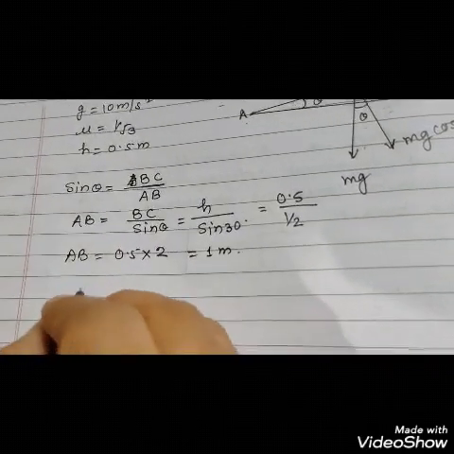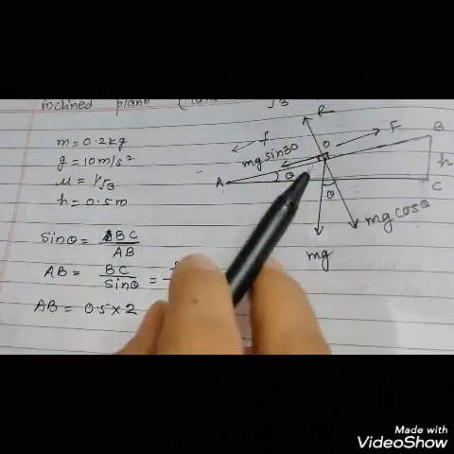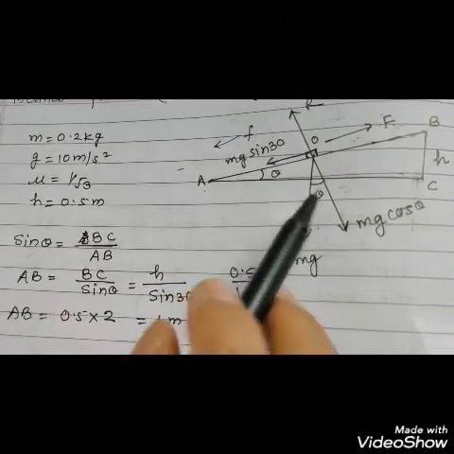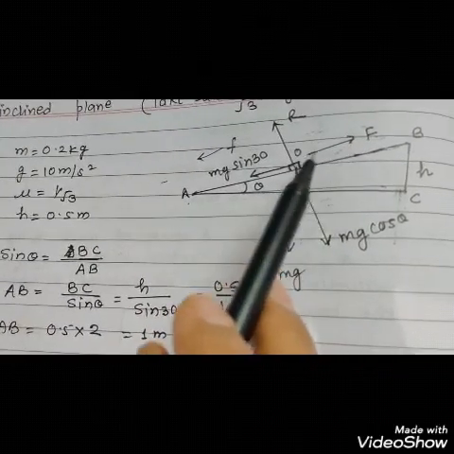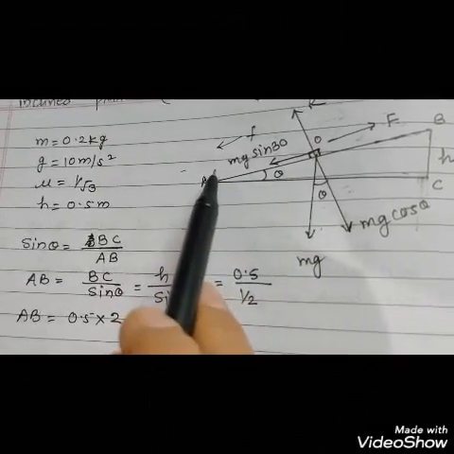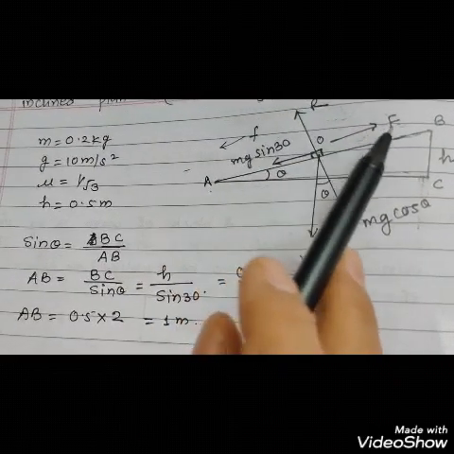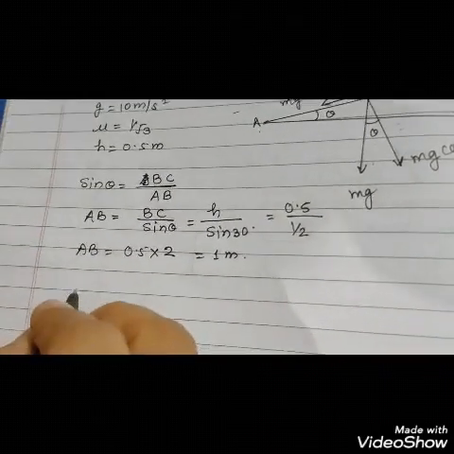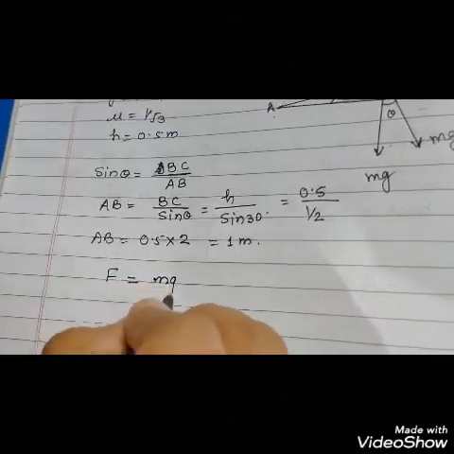Now we see the force of friction. The net downward force, which is working along the plane on the particle moving up the plane, is mg sin theta plus the force of friction f, and that can be balanced by this applied force F. So we can say F is equal to mg sin theta plus f.